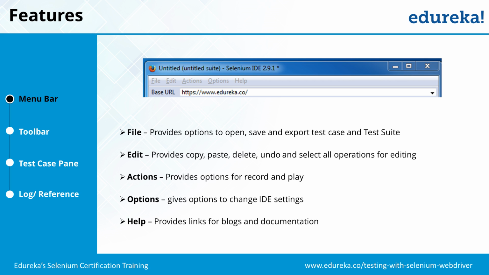So you can record a test case and say, okay, I want to export this test case to Selenium RC format, or I want to export this test case to Selenium WebDriver format. That can be done from the File menu. The Edit menu provides you the edit options just like any other tool, that is copy, paste, delete, undo, and select all operations. Actions will provide you options to record and play. Then you have the Options menu wherein you can change the IDE settings. You have the Help menu which has links for blogs and documentation.